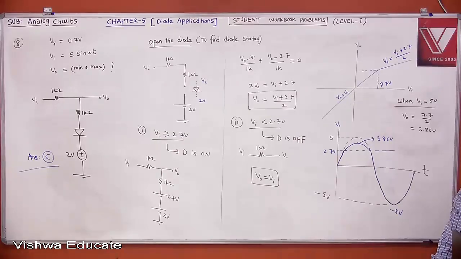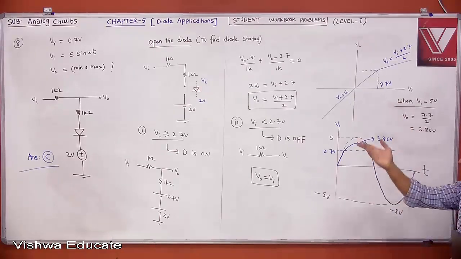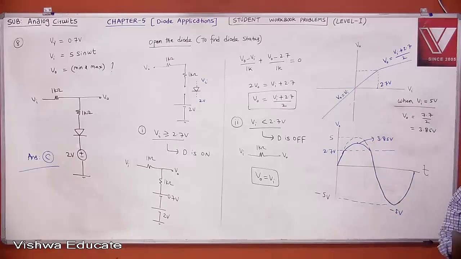I hope everyone understood. Same procedure. Once you know the status of diode, done. It is simply network analysis and just tracking and having the transfer curve from there, translating into the actual input to output. That's it.